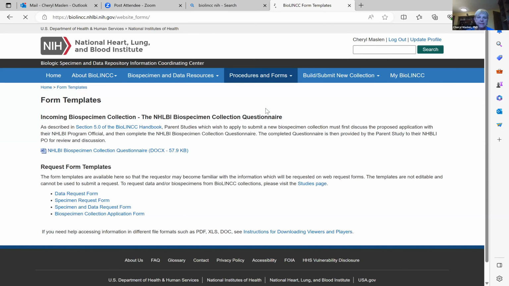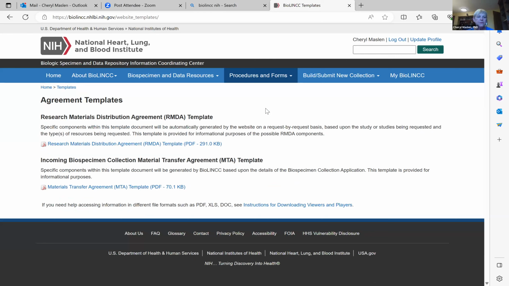Also, there's agreement templates, and these are important because this is a research distribution, materials distribution, and so an RMDA is required for accessing these, as is a material transfer agreement. And so you need to work with your institution in order to access these resources through BioLINCC. The other thing that you'll want to do very early on is to register with BioLINCC, and that puts you then into a situation where you have now a BioLINCC webpage of your own. I will share mine with you so that you can see what it looks like.